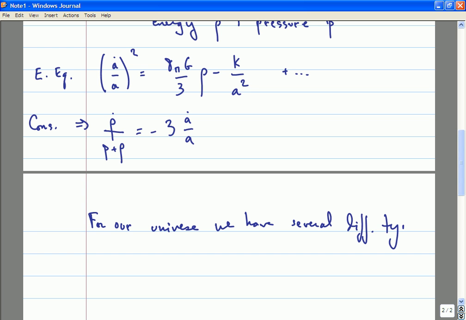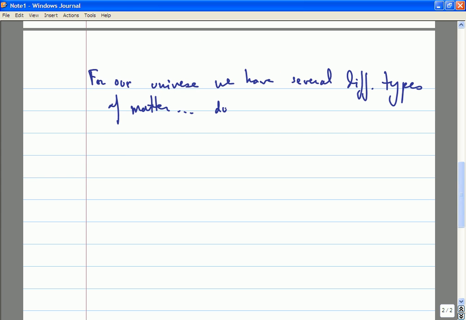We have several different types of matter, all of which will govern the dynamics of the universe at different points in the evolution of the universe. So, for example, we have dust, we have radiation, we probably have a cosmological constant, and we may have curvature.